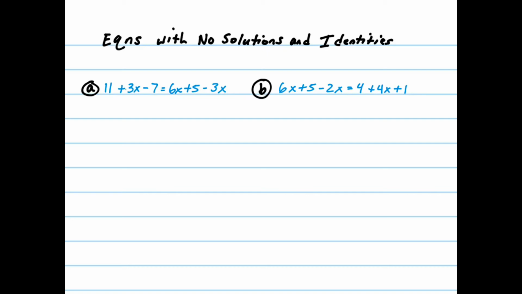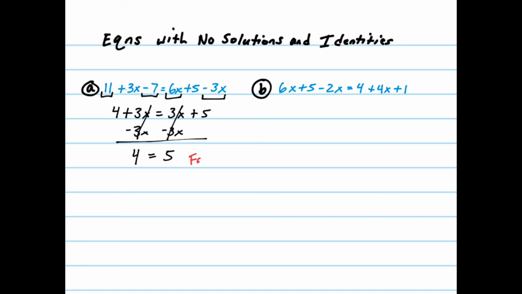The goal here, let's go ahead and clean up the two sides. We'll combine like terms. We've got 11 and negative 7, so that's going to give us 4 plus 3x equals, and then on the other side we've got 6x and negative 3x, so that's just going to give us 3x plus 5. Now we're going to try to simplify. I'm going to get my variables together, so I'll subtract 3x from both sides. And this is when I notice something special. I've got 4 equals 5 because the 3x is canceled out. So then I have to recognize this is a false statement, or it's never true. So in this case, this would be no solution.